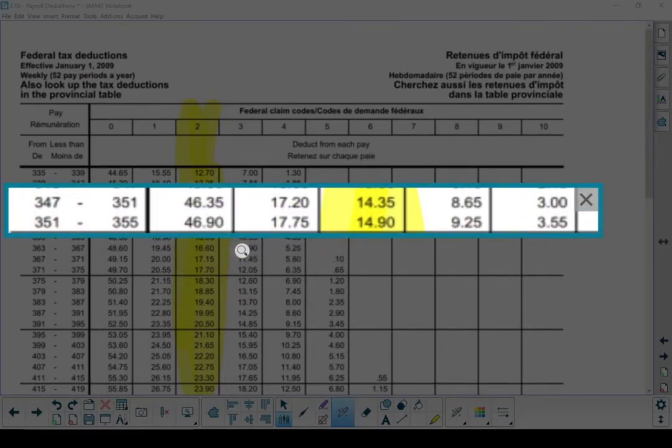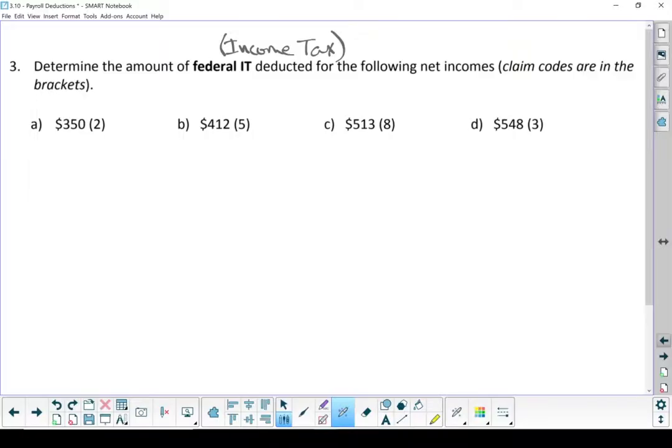Okay, let's zoom in on that one. $350 is the one right at the top there, right in between $347 and $351. I'm going over to claim code number 2. That's the one that I highlighted in yellow. This person's federal income tax deduction is $14.35. Let's write that down.